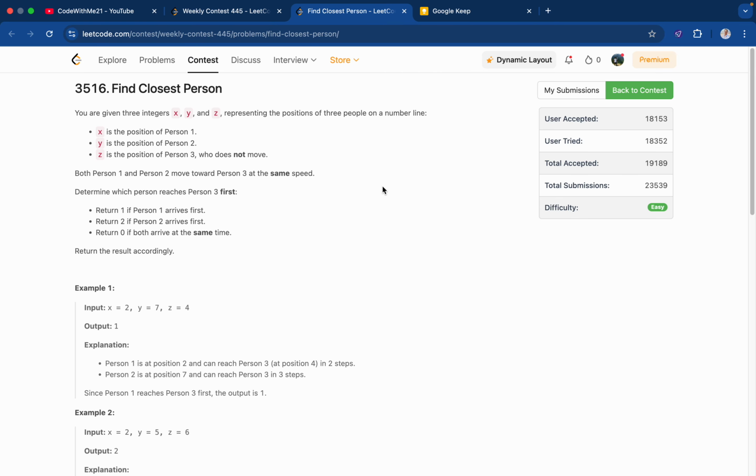So friends, this is the coding problem of the weekly contest 445. The question is Find Closest Person. Let's go through the question.